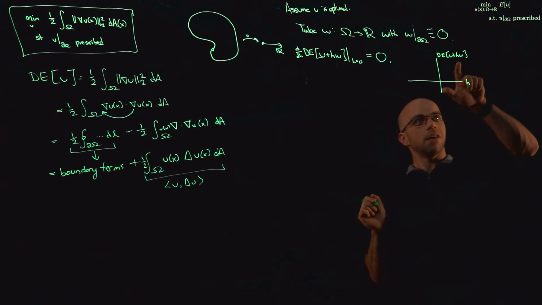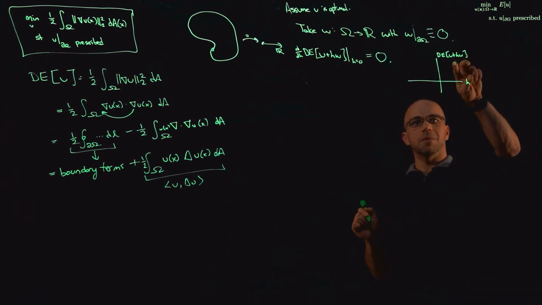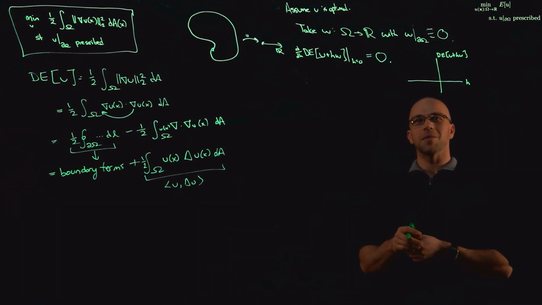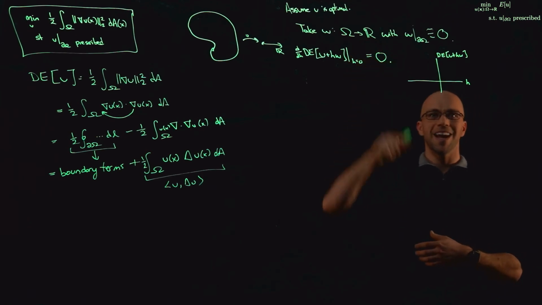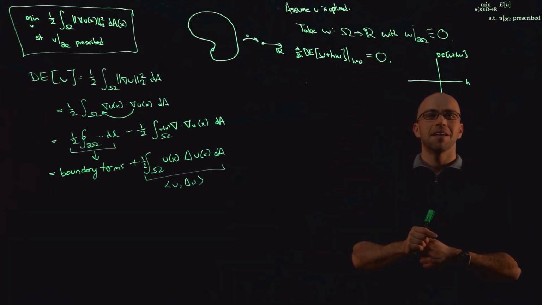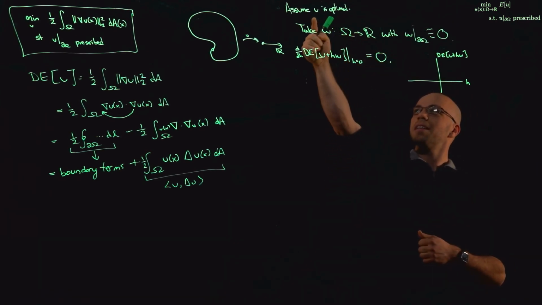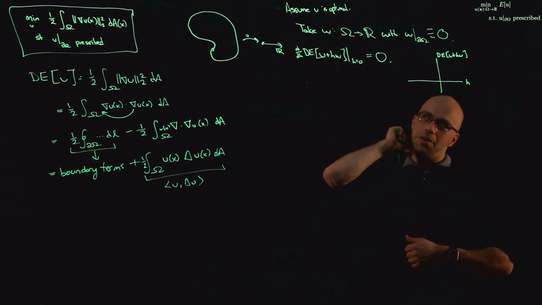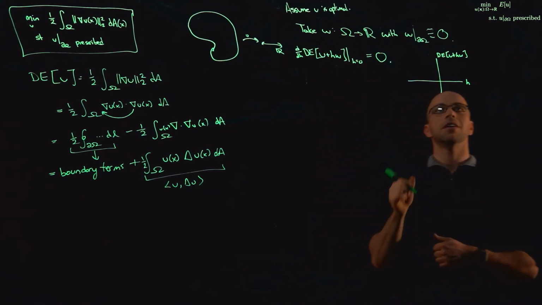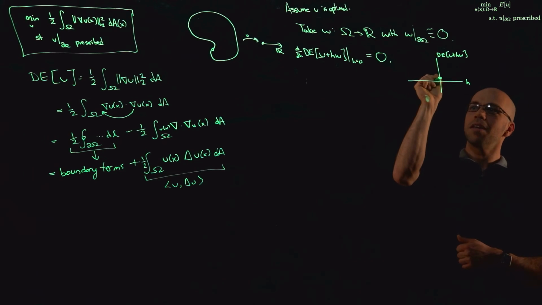And notice for all h, u plus hw satisfies our boundary condition because we constructed w to make that happen. Okay, so if u is optimal, then essentially the Dirichlet energy of u is the lowest possible value you could get. So like that is some point here.